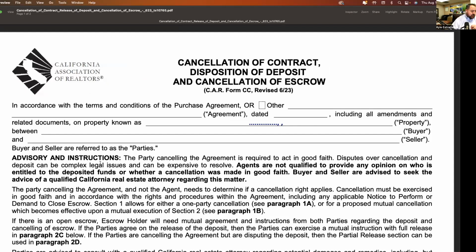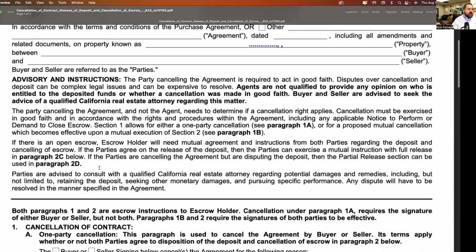Next up is the cancellation of the contract. They didn't change a lot, but they added some verbiage about the party canceling the agreement. The party canceling the agreement, and not the agent, needs to determine if a cancellation right applies. Cancellation must be exercised in good faith and in accordance with the rights and procedures within the agreement, including any applicable notice to perform or demand to close escrow. Section 1 allows for either a one-party cancellation, see paragraph 1A, or for a proposed mutual cancellation, which becomes effective upon a mutual execution of Section 2. So they just added some verbiage in there about that.